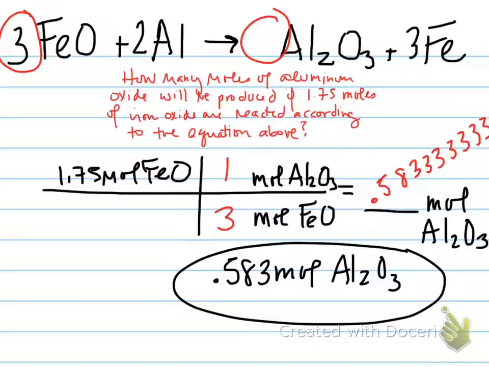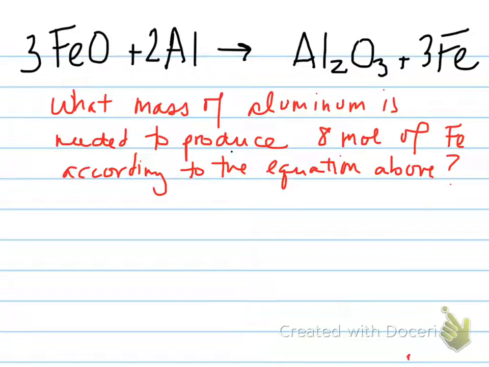Like I said, these are really simple, which means, of course, always that we're going to now complicate it. Okay, so we're sticking with thermite. What mass of aluminum, sorry for the messy writing there, is needed to produce 8 moles of iron according to the equation above? I guess I made that one fairly simple because they're both straight up elements. So what do you start your factor label with?